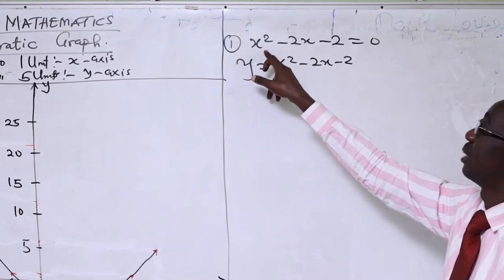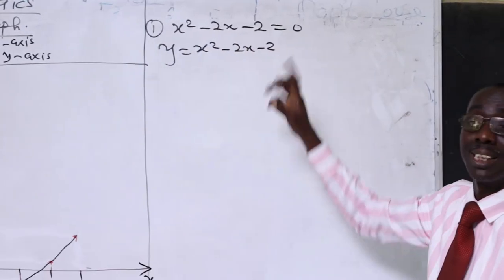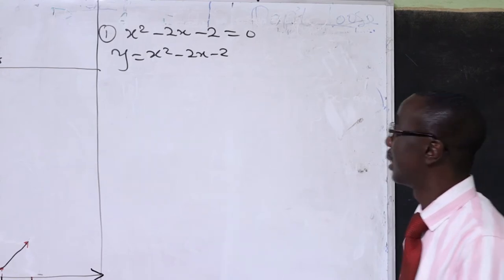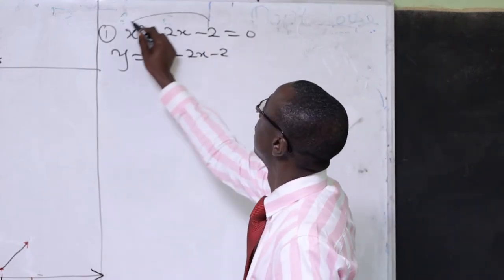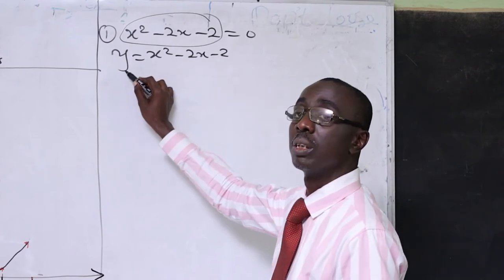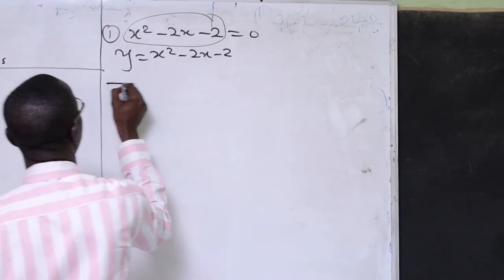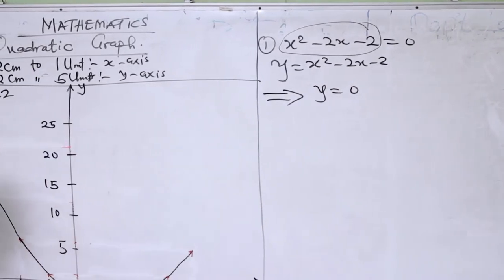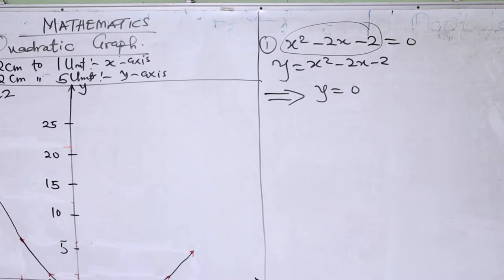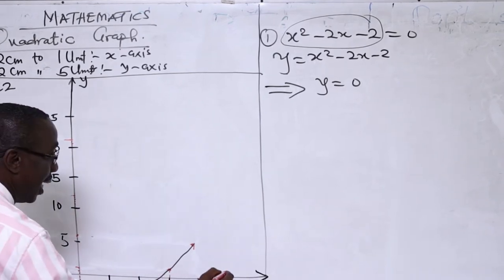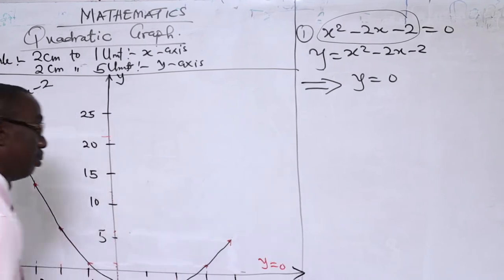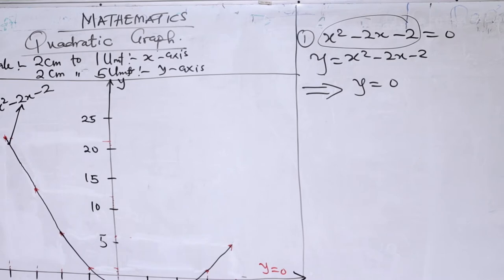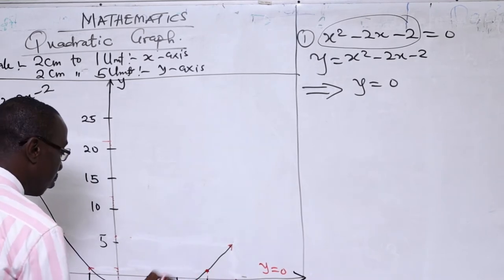And they are asking you to find the root of x squared minus 2x minus 2. The equations are the same, yes or no? Okay, I can connect them carefully by saying if this is removed, it's still the same thing as what? Y. So I can imply here that y is equal to 0. What is the line of y is equal to 0 on the graph? It is the x-axis. Your x-axis is the line of y is equal to 0.